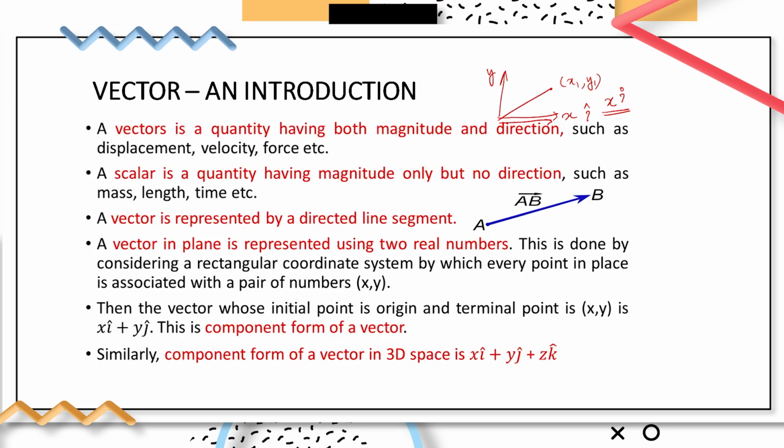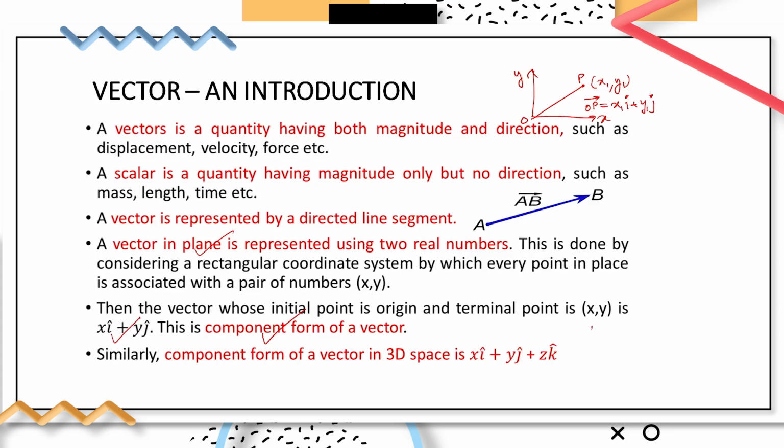Similarly, we have coordinate axes x and y, and x1, y1 is a point in the coordinate plane, then the vector representation of OP, that is vector OP, will be x1i plus y1j. So the vector in the plane is represented by two real numbers, that is x1i plus y1j or xi plus yj, and this is nothing but the component form of a vector.